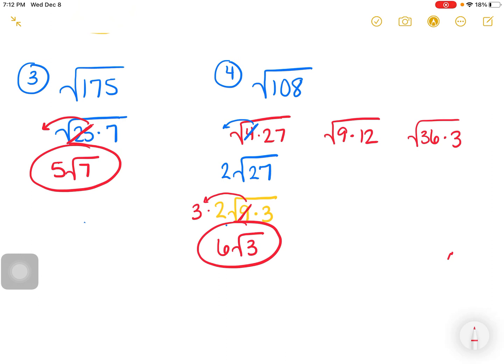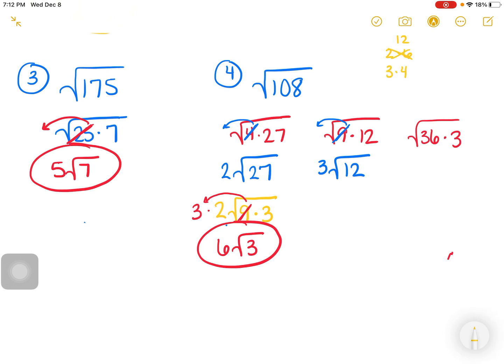Okay, so let's look at the second one. 9 times 12. Well, 9 is the perfect square. Square root of 9 is 3, so I'm going to pull that 3 to the outside. Okay, now I have 12 in there, and there's a lot of different ways you can get 12, but keep in mind, I'm looking for factors that are perfect squares. So with 12, I know I have 2 times 6. But neither one of those are perfect squares, so that won't work.